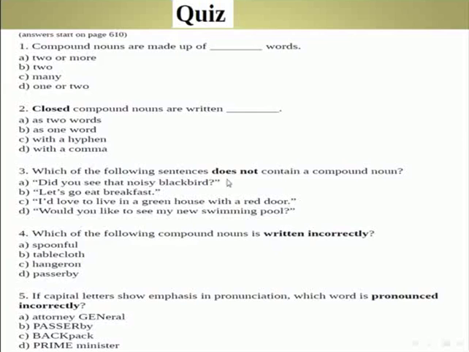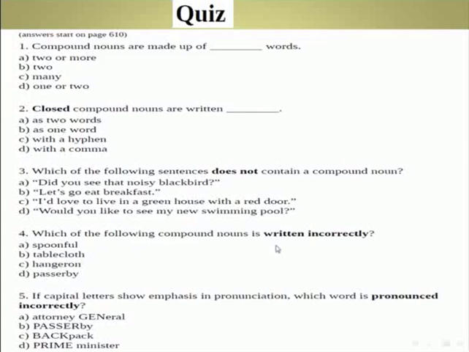3. Which of the following sentences doesn't contain a compound noun? A. Did you see that noisy blackbird? B. Let's go to eat breakfast. C. I'd love to live in a greenhouse with a red door. D. Would you like to see my new swimming pool? Which one doesn't have a compound noun? Don't forget, compare between compound noun and collective noun.